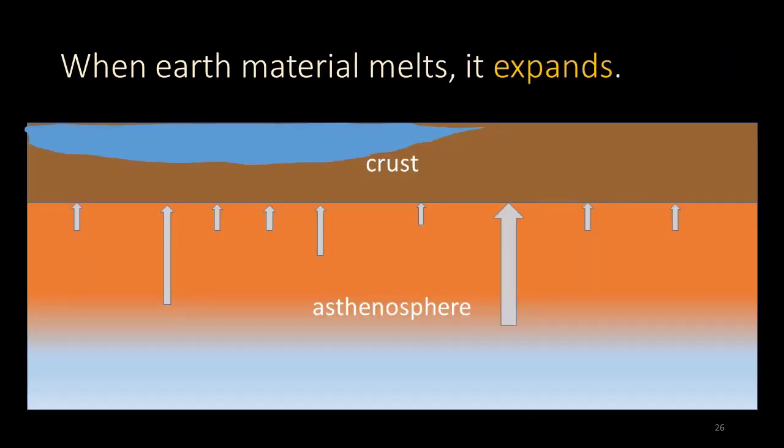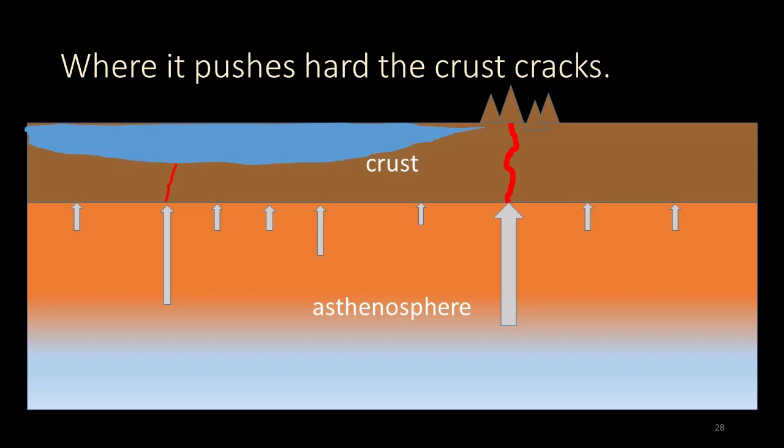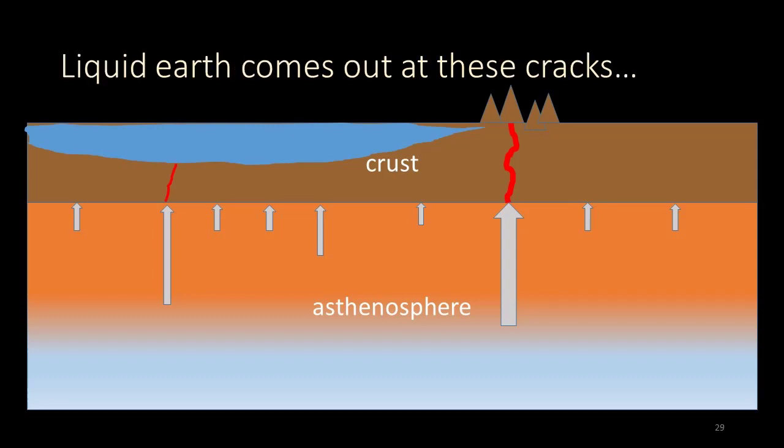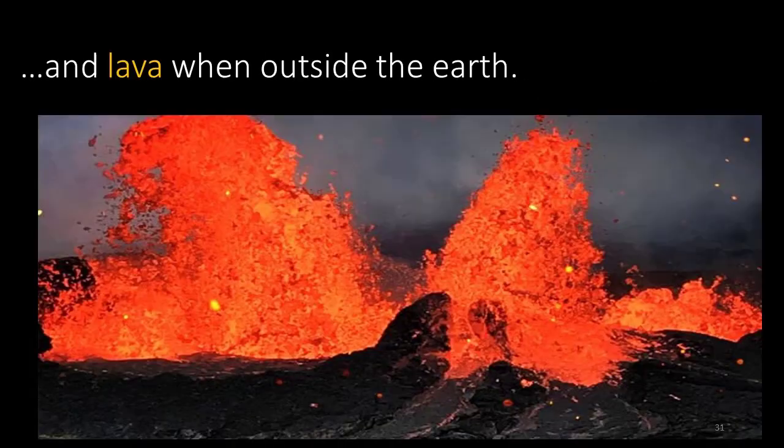When earth material melts, it expands, it gets bigger. It pushes on the crust above. Where it pushes hard, the crust cracks. Liquid earth comes out at these cracks. The liquid earth is magma when inside the earth, and lava when outside the earth.